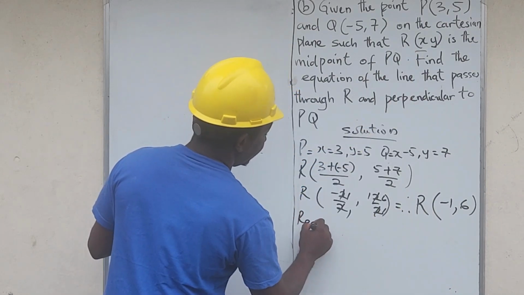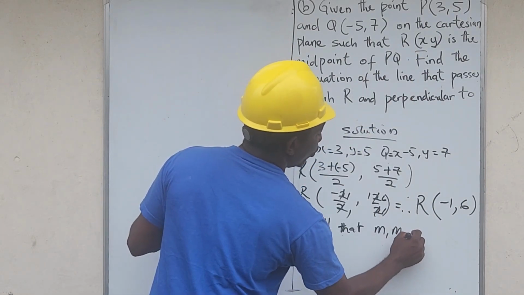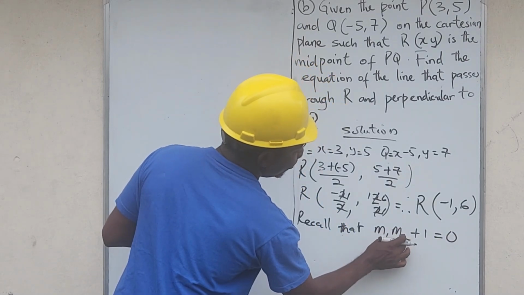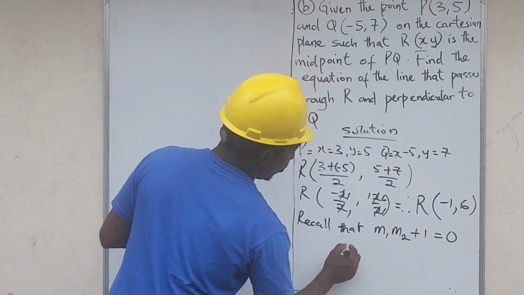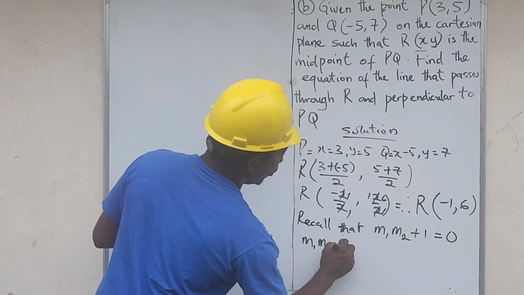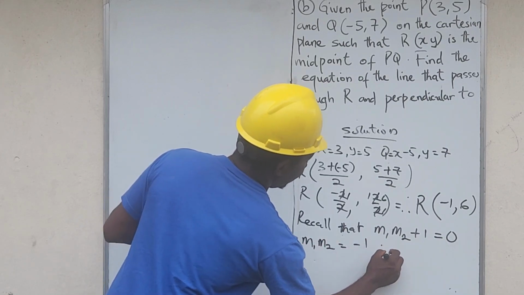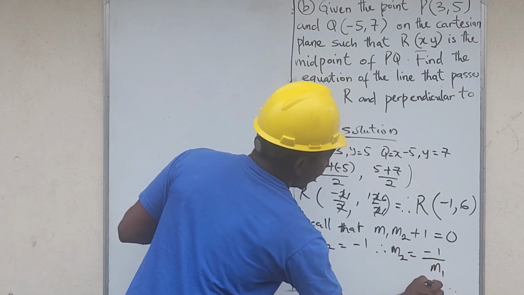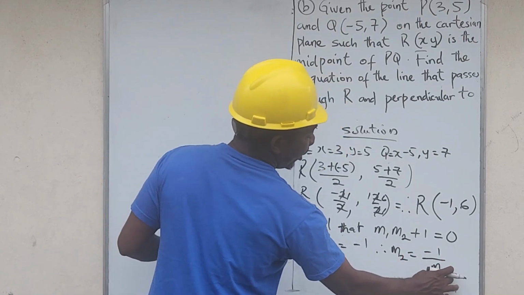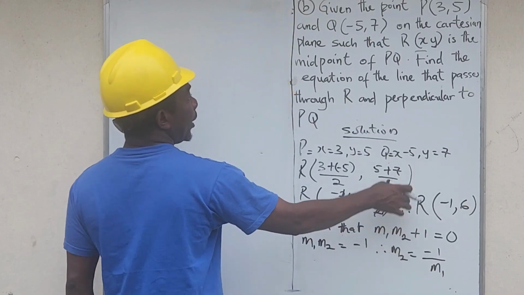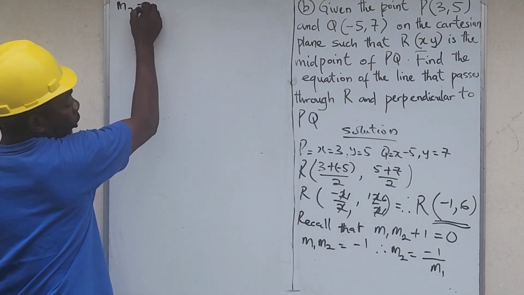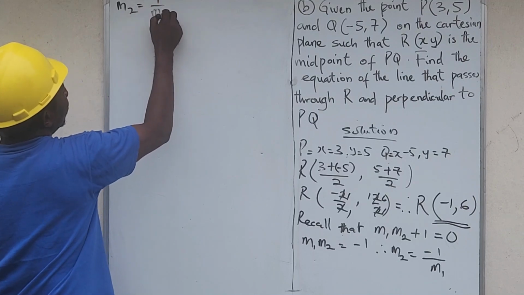Also, we recall that m1 times m2 plus 1 equals 0, and we'll make m2 the subject. By so doing, we have m1 times m2 equals -1. Therefore, m2 equals -1 all over m1, where m1 is the gradient of PQ.